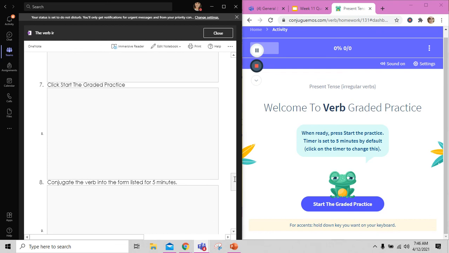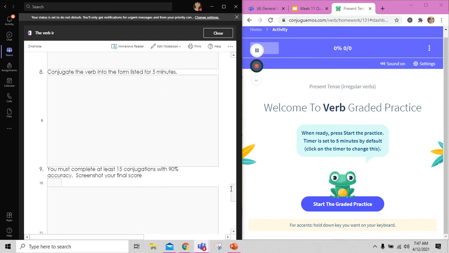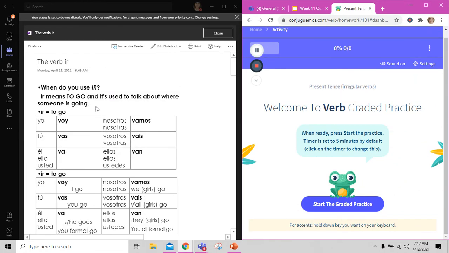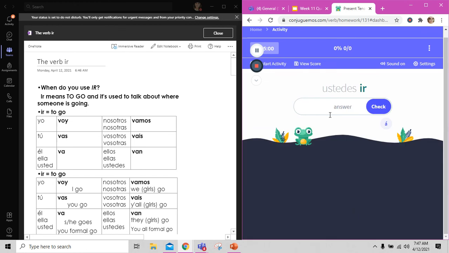But wait, when you click Start the Graded Practice, a timer is going to start going. You have 5 minutes to conjugate the verb ir into the form that's listed. You must complete at least 15 conjugations with 90% accuracy in order to be considered done with the assignment. To give you an example, here's how this looks. You might want to stay with split screen so you can have this verb chart open for you.